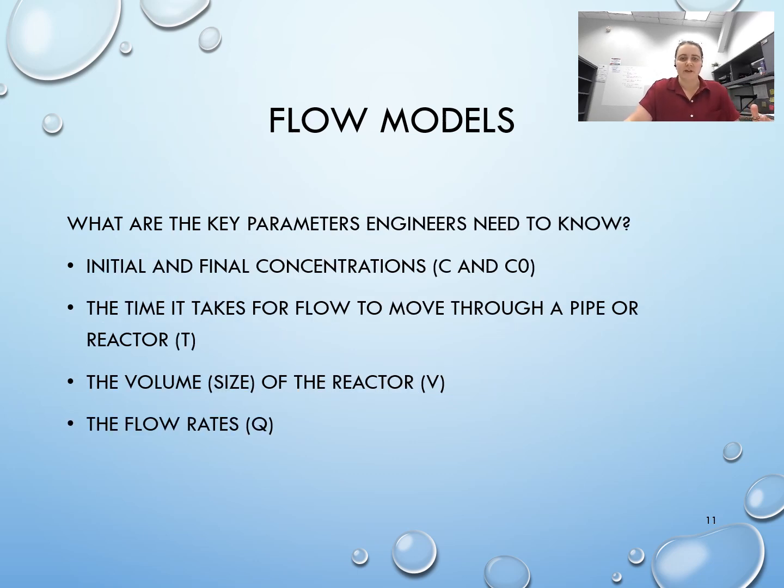Finally, to kind of keep this in the vein of what are the key parameters that you need to know if you're designing systems, same as we've been talking about with kinetics and with mass balances in class, the initial and final concentrations are going to be important here because we're still doing mass balances, we're still looking at kinetics. The time it takes to flow or move through a pipe or reactor is really important. The volume and the size of the reactor is important, and the flow rates are important. So all of these variables work together in flow models to give us a sense of how do we actually design these things in practice so that they're sized properly and they're getting the removal efficiencies that we're looking for.